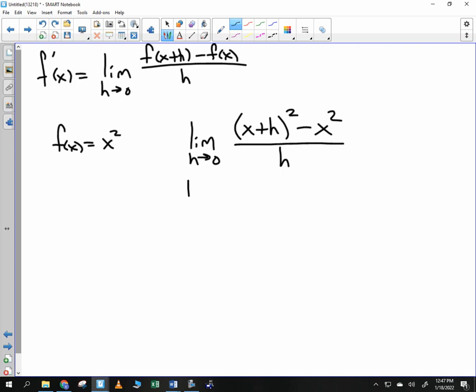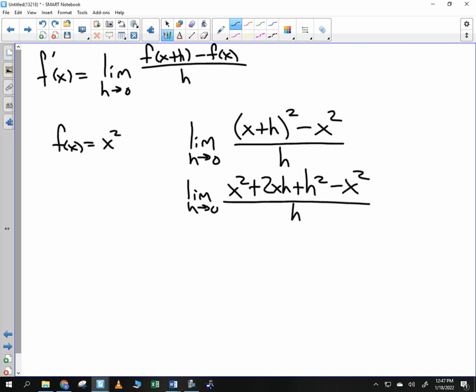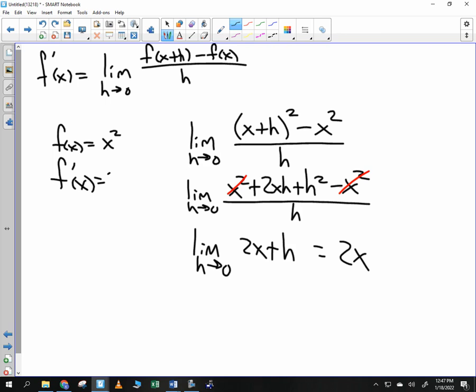What's x plus h squared? x squared plus 2xh plus h squared minus x squared all over h. Everything that doesn't have an h should cancel. And does that happen? Yep. And then we should be able to divide an h off. If you divide an h off, you get the limit as h goes to 0 of 2x plus h. Can we now let h go to 0? And when we do, what do we get? 2x. Are you surprised that the derivative of that thing is 2x?